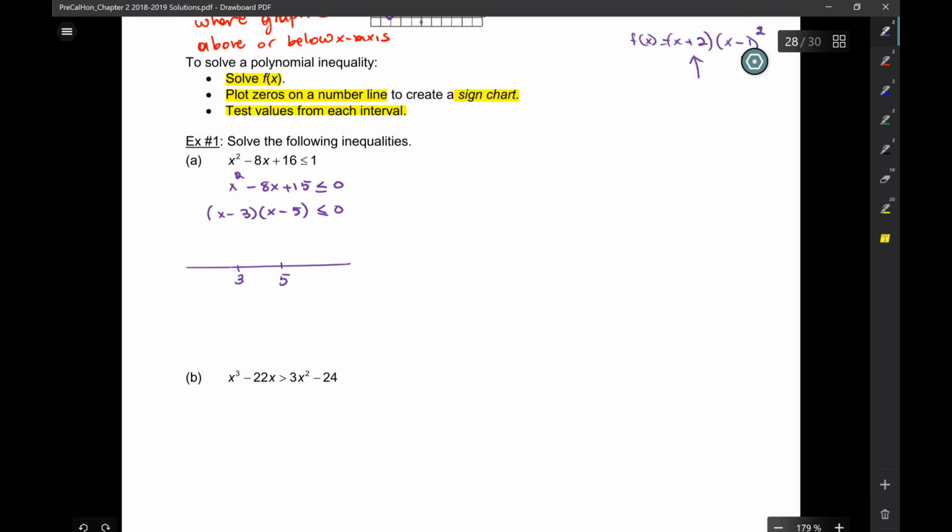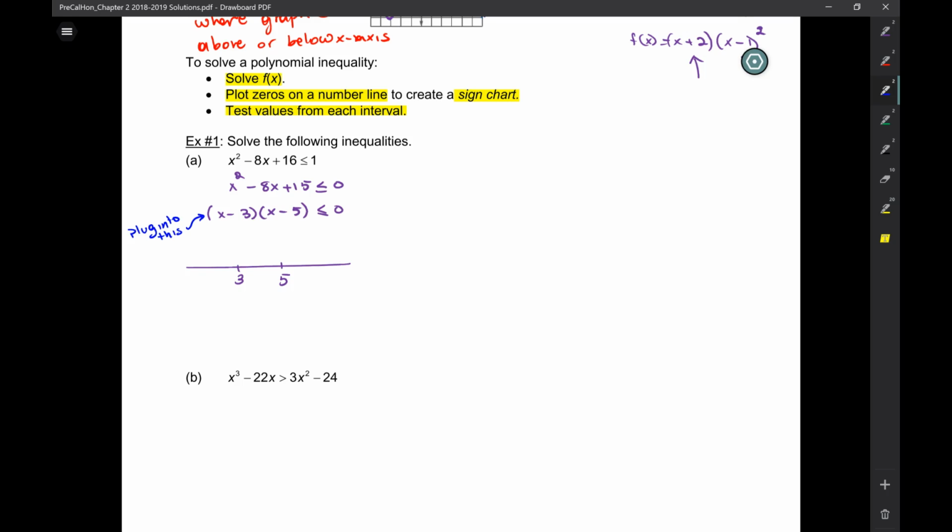Okay? Now, I'm going to test. So that's what we did here, a sign chart. Now we're going to test values from each interval. We have 3 intervals here. So what I'm going to do is plug values into here. Now, you can plug values into any of the steps where it's comparing it to 0. So not the first one, but here and here. I like to plug it into the factor form because it's so much easier, and I could see multiplicities, and I could do my alternating signs and all that good stuff.